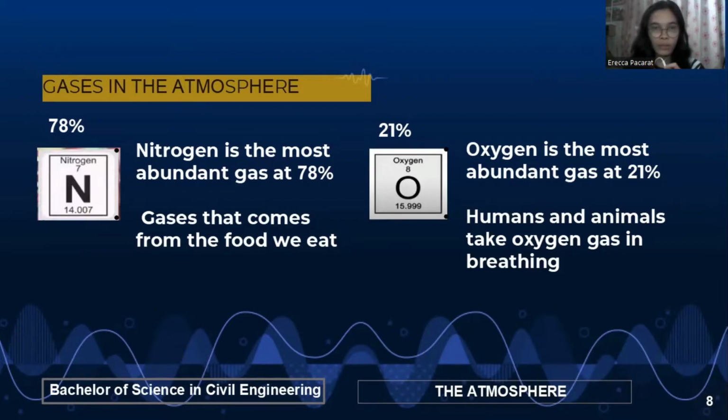And then the second most abundant gas, which has 21%, is oxygen. Humans and animals take in oxygen gas by breathing. So oxygen is not the main component of our Earth's atmosphere. It comprises 21% of the total compared to nitrogen, which has 78%. But its role in the survival of many forms of life elevates its significance. Like for our respiration, that gives energy to us to breathe and stay alive.